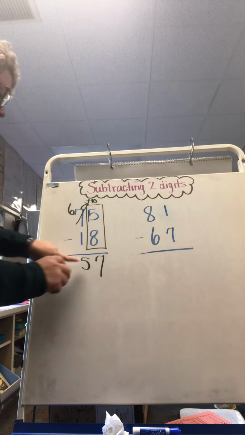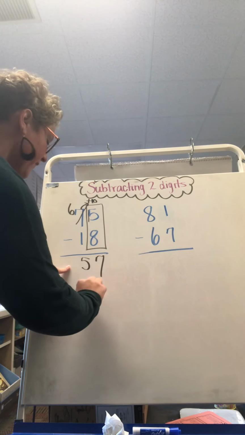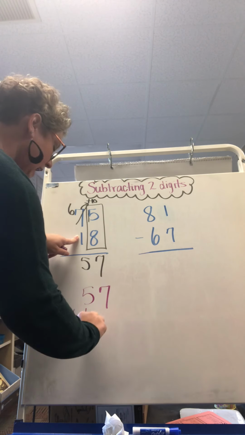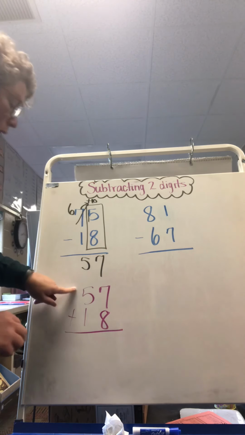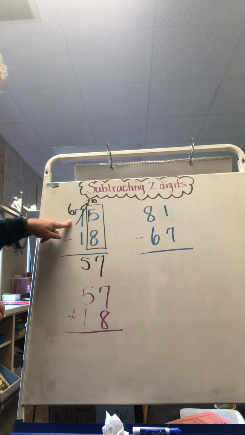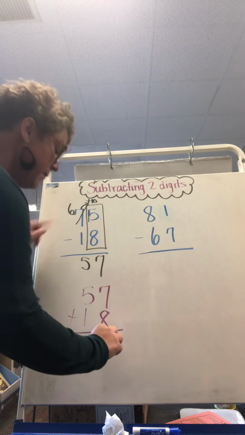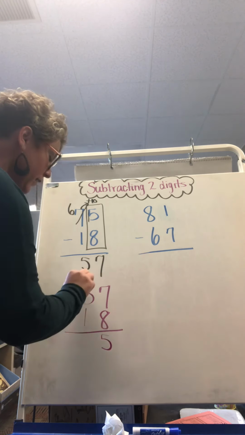When I add, I want to take the answer that I got, so that would be 57, and I want to add it to the second number that I had to subtract. So I'm going to add 18. When I add these two together, I should get 75, which was my original number. So if I take 7 plus 8, I get 15. When I carry my 1, 1 plus 5 plus 1 equals 7. 75, 75 there. So I know that when I subtracted, 57 was the right answer because I could add those two numbers together and check my work.